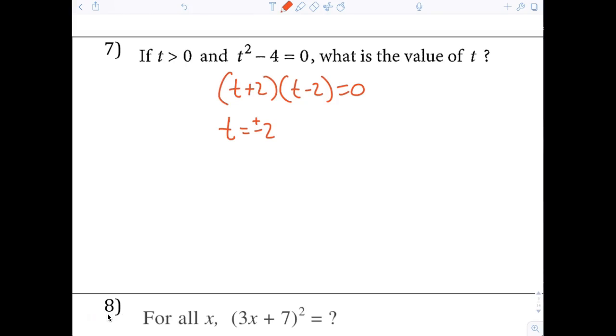Again, I'm walking around the room, and I'm trying to make sure you're not just writing down my answers. You're supposed to be trying it. Now, what restricts the value so that we can't use -2? It says right here, highlight that. t must be greater than 0. And if t is greater than 0, that means it knocks out the negative. All right?